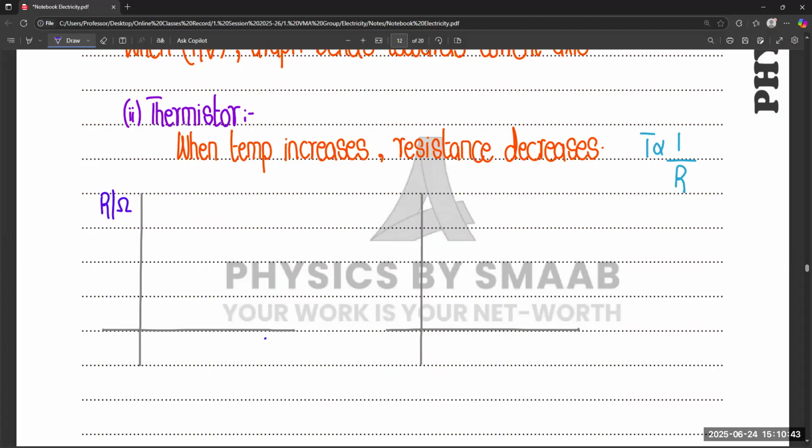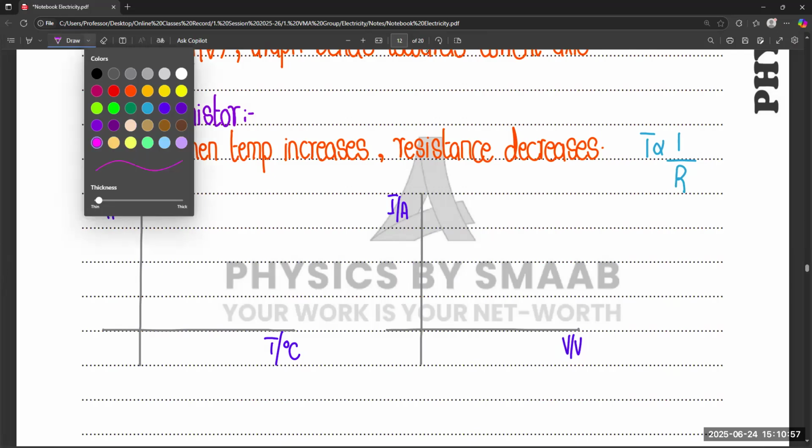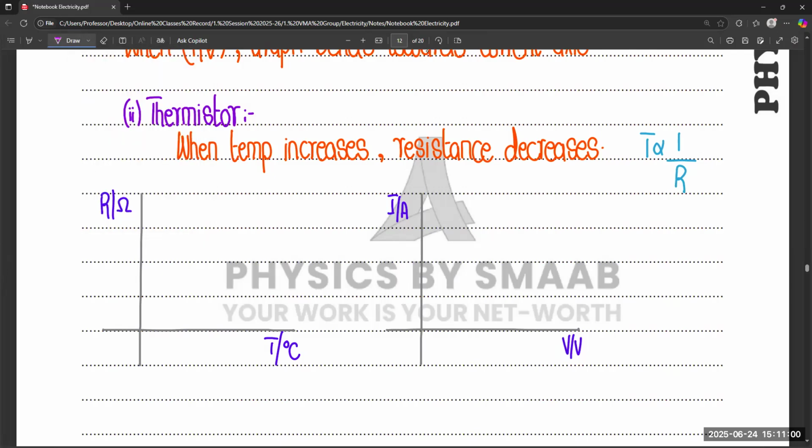Resistance, temperature, current, voltage. So, as we already observed that temperature and resistance are inversely proportional, there will be this type of graphical representation between temperature and resistance, because when temperature increases, resistance decreases. So there will be a curved line like this.